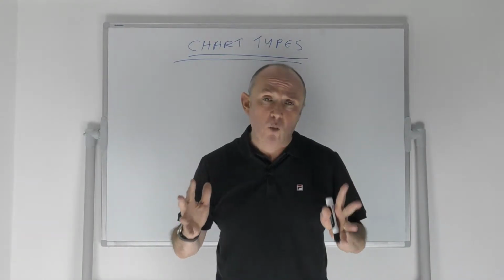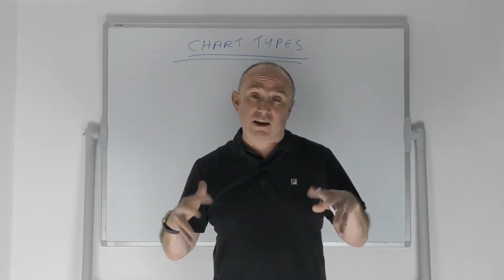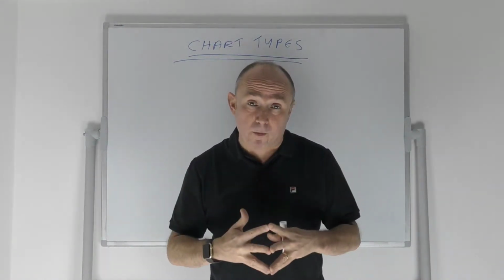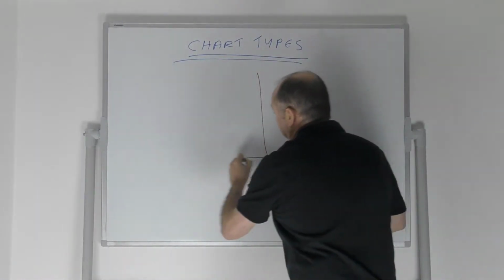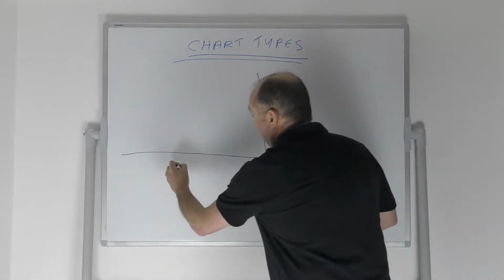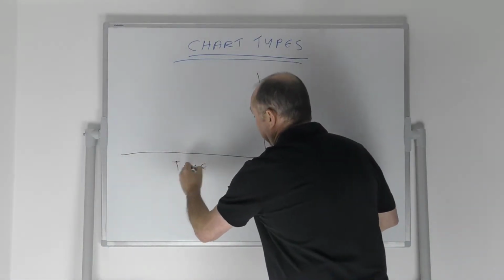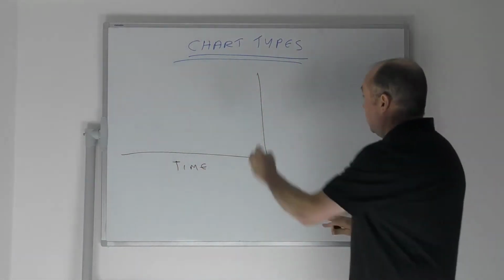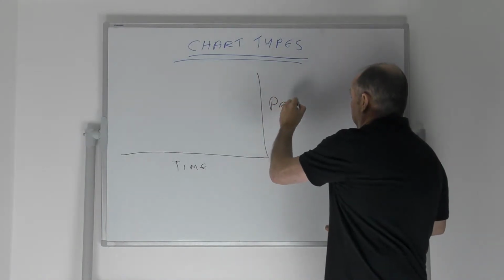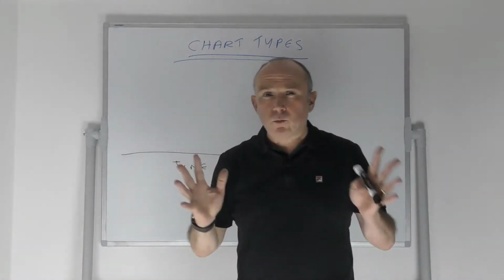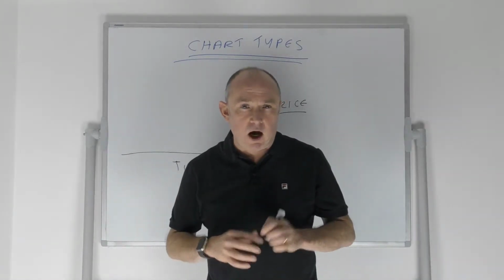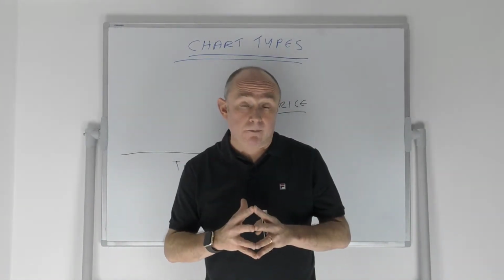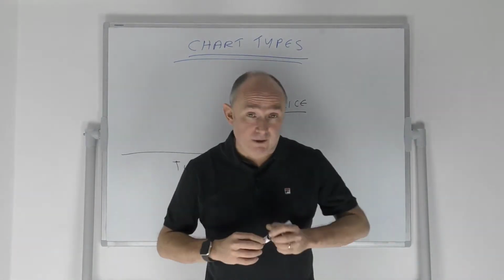Now, in order to do this, we look at charts, and the charts come in varying different formats. The chart, as you know, has two axes. You have the horizontal axis, which is always time, and you have the vertical axis, which is the price. Now, when we're trading Forex, we're basically using three different chart types, and we're going to discuss those with you now. First up, we have the line graph.